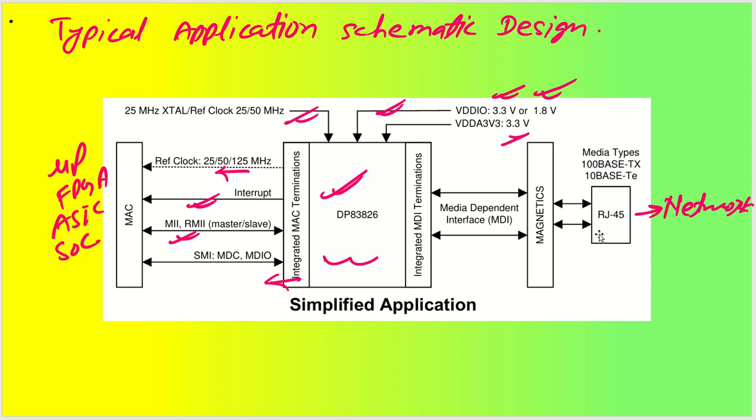Coming back to the magnetics and the network side, this is called MDI, the media dependent interface. It has integrated MDI terminations where you connect directly to the magnetics, that is a 1:1 transformer, and then it gets connected to the RJ45. So this will send the data to the network. This is how the overall picture looks. Now let's talk about some of the pins required to do this interfacing, so just try to keep this in mind.